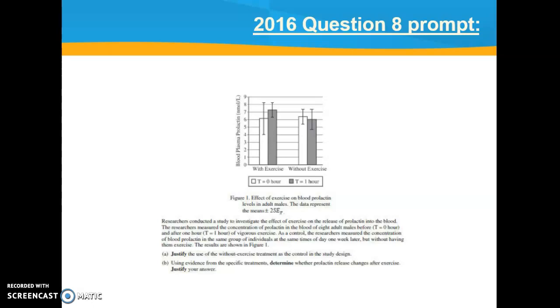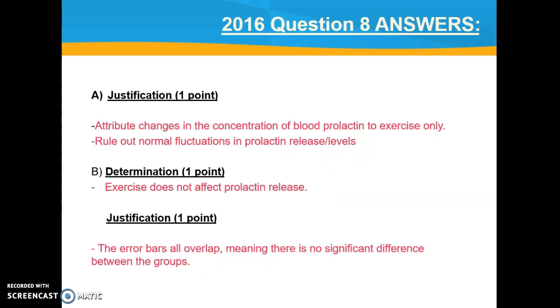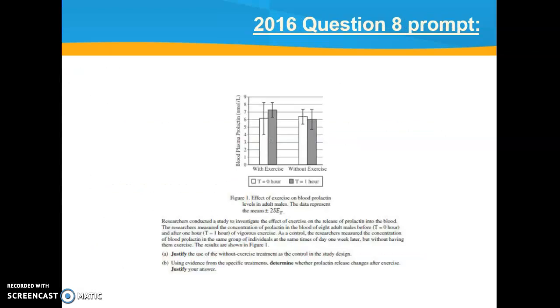And the good news is if you have the PowerPoint in front of you, if you flip to the next slide, that gives you what the College Board was looking for. So this is a quick one. This is a very short FRQ. Take a couple minutes, practice it, check your answers, and then reach out to me if you have questions.